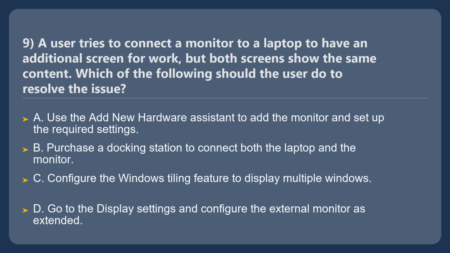Question 9. A user tries to connect a monitor to a laptop to have an additional screen for work, but both screens show the same content. Which of the following should the user do to resolve the issue? Option A, use the Add New Hardware assistant to add the monitor and set up the required settings. Option B, purchase a docking station to connect both the laptop and the monitor. Option C, configure the Windows tiling feature to display multiple windows. Option D, go to the display settings and configure the external monitor as extended.